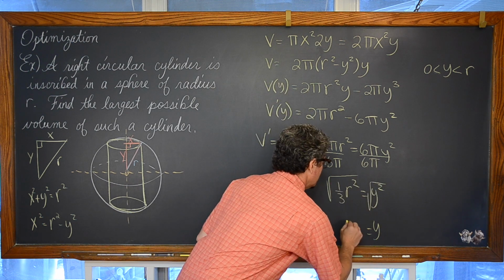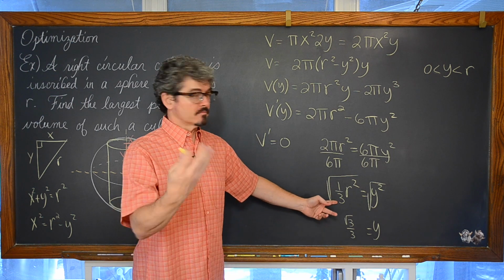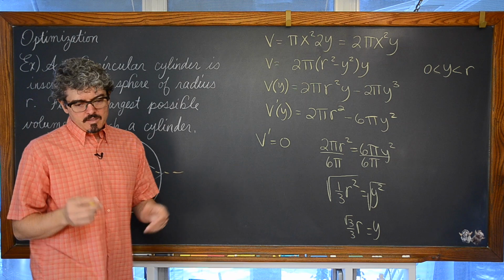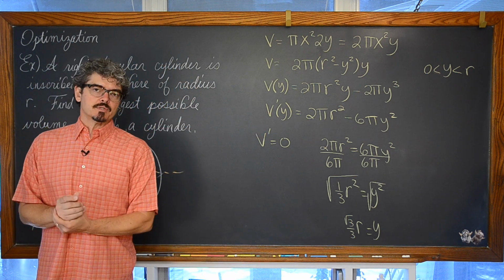So we have basically the square root of 3 over 3. We have 1 over the square root of 3. Rationalize it, of course, r. Now, let me just check that. Okay, now that's our critical value. That's where our first derivative is equal to 0.